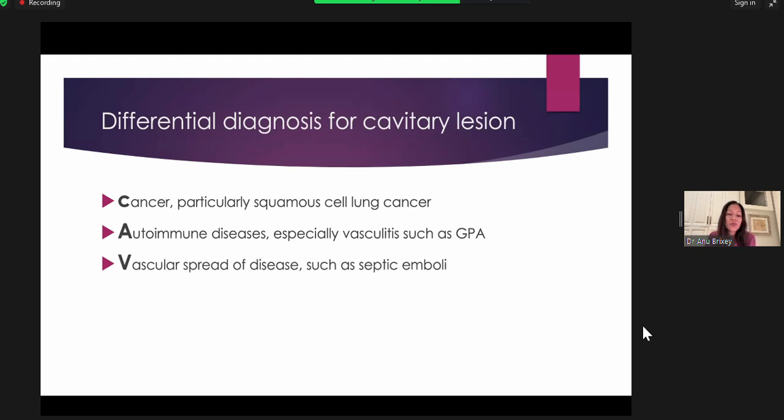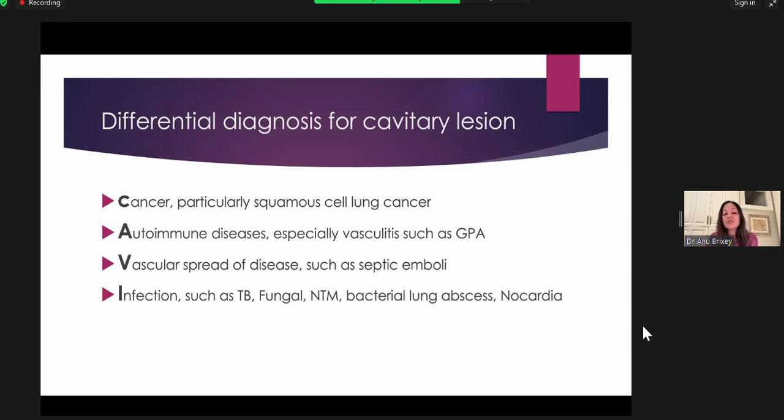Septic emboli is another one. So if you had a patient that was an IV drug user and presented with cavities, particularly if they were in the lower lobes and they were more peripheral, you want to think about septic emboli. Infection, of course, is a very big category. So tuberculosis, fungal diseases, NTM, bacterial lung abscesses, nocardia. These are all different types of infections that can cavitate.